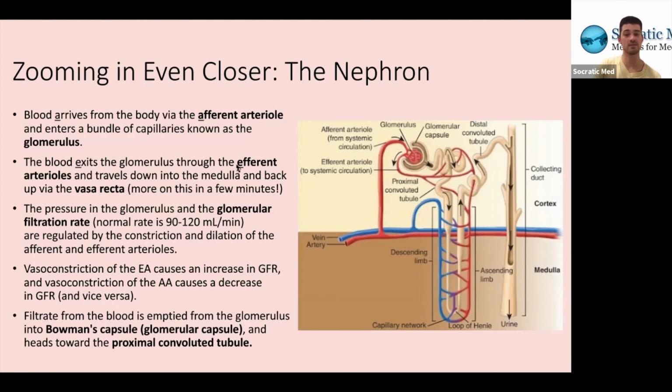That's an important concept, how constricting the efferent arteriole and the afferent arteriole as well too. So the afferent one is before it. So if we constrict the afferent arteriole, no blood is going to make it to the glomerulus. So that's why it decreases GFR in the glomerulus.